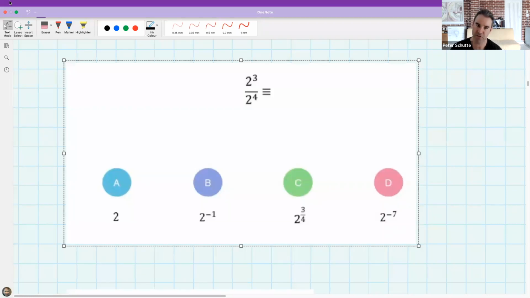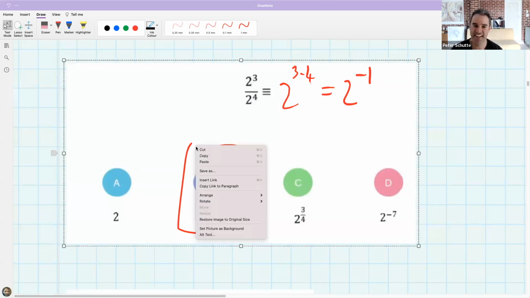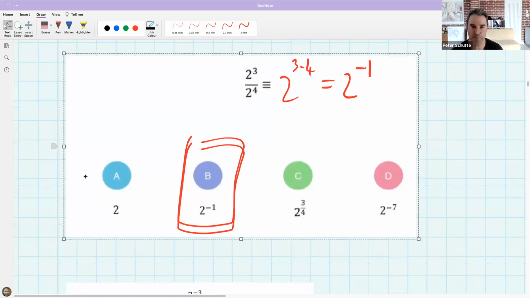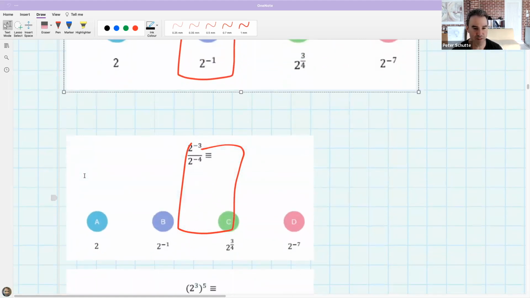Okay, the people have spoken. This is not even challenging anymore. They're like, nope, Mr. S, you're not going to catch me out. The answer is B, 2 to the power of -1. Okay, maybe I'll catch something on this one.